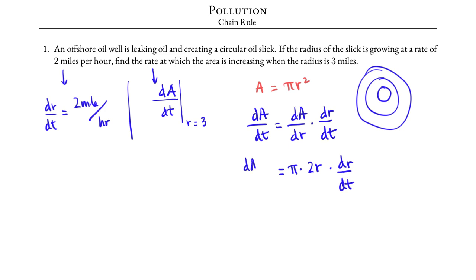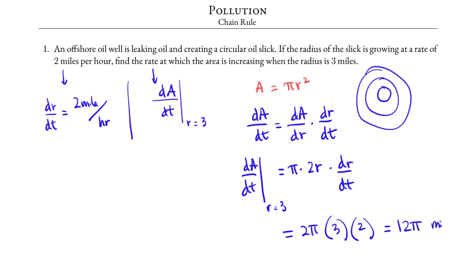If we want to know what this is precisely when r equals 3, we simply plug in everything we know. 2 pi is a constant, r is 3, and dr/dt is 2. 2 times 3 times 2 is 12 pi. And the unit will be miles squared per hour. This is the exact answer. If we want it in decimal, we just simply put it in the calculator.